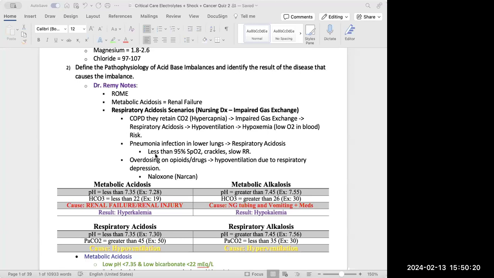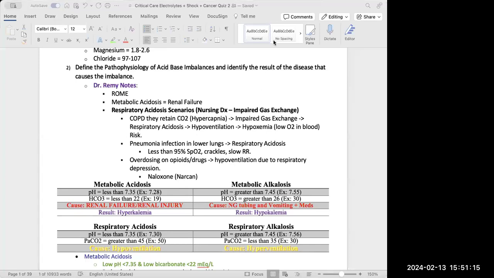She was talking a lot about how when we have respiratory acidosis, a typical nursing diagnosis would be impaired gas exchange. And then she provided different examples such as COPD, pneumonia, and overdosing on opioids. The reason those all make sense is because respiratory acidosis is caused by hypoventilation or a slowed respiratory rate, right? They're not breathing as quickly as they should be. As a result, they have a pH of less than 7.35 and a PaCO2 greater than 45, which means that because of their slow breathing, they are retaining more CO2 than they are letting out. That's why it makes sense, right?